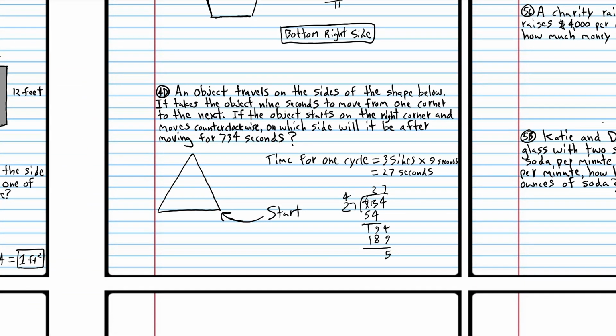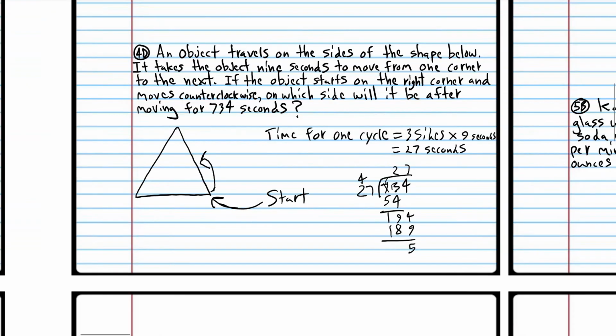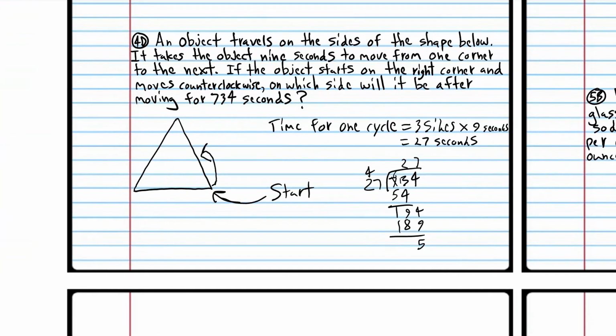So that means you go around counterclockwise 27 times, because we have a 27 here. And then after 27 times, you get right back to where you were. And then we go 5 seconds. So from here, you go 5 seconds, and it's 9 seconds on each side. So 5 seconds would just take you to about the middle. So the answer to this one is on the right side.